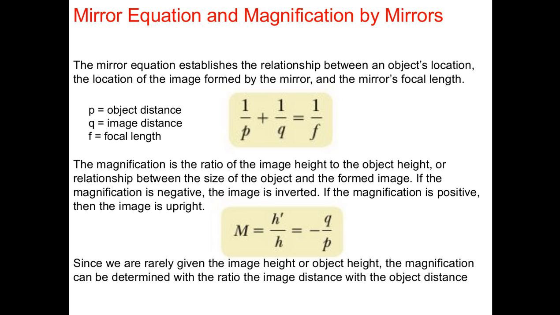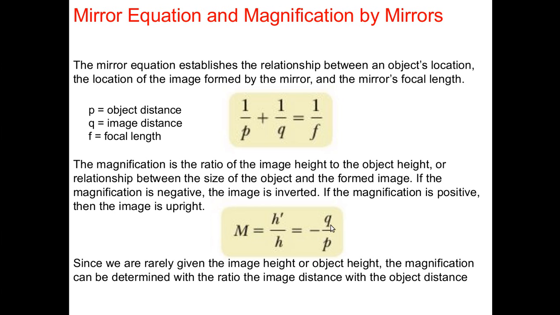So we should already know whether it's smaller or larger. The magnification number is going to tell us two things: how much larger or smaller the image is from the object, and whether it's upside down or right side up. So this negative sign is here always, right? If q is positive and p is positive, then our magnification will be negative. If q is negative, p is positive, our magnification will be positive. So a positive magnification means it's upright. A negative magnification means it's upside down.